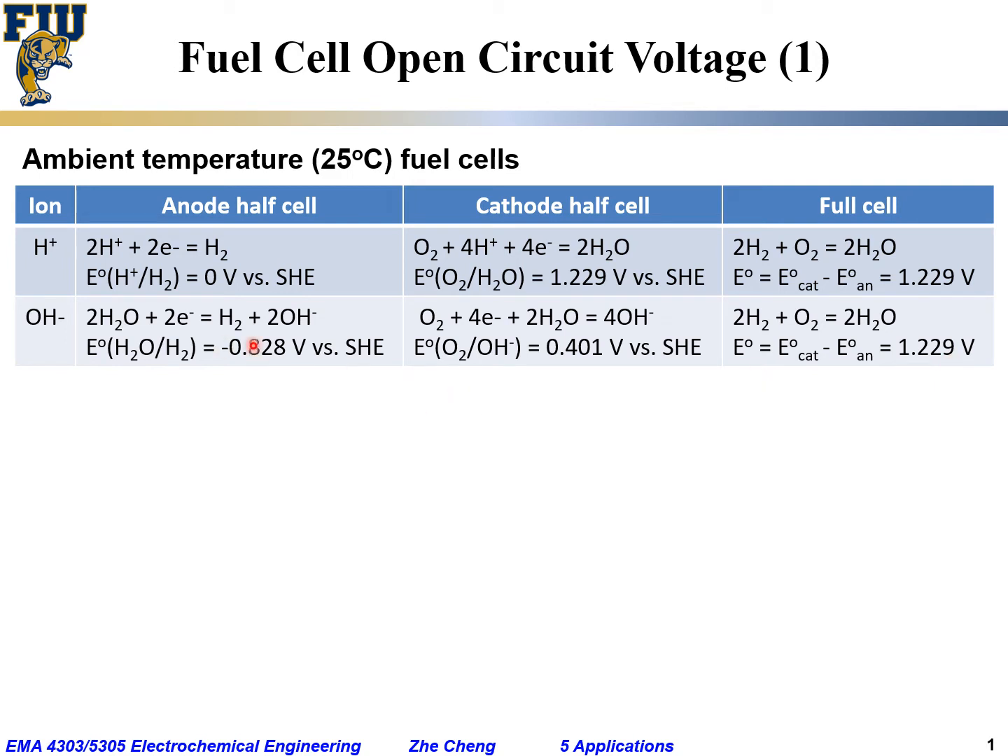So whether we have proton or we have hydroxy group as the ionic species, as long as the full cell or the overall reaction is the same, we would have the same standard cell potential, which is expected because fundamentally we're just reacting the same species, hydrogen and oxygen, to form water. Of course, we should have the same standard cell potential, no matter whether the electrolyte conducts proton or conducts hydroxy group. Okay, this is a very important point.